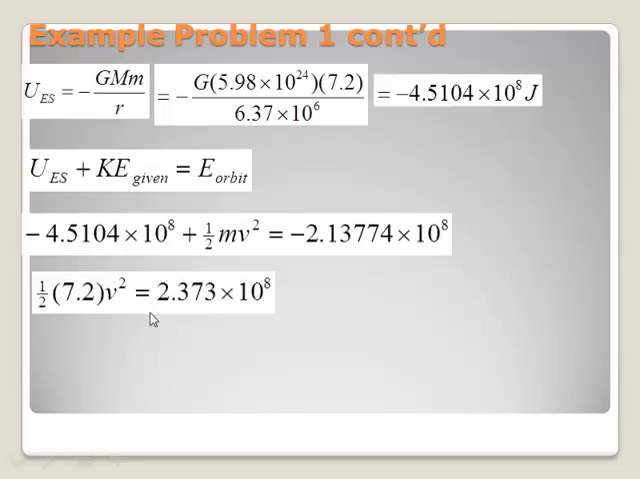M will be equal to 7.2, that's the mass of the bowling ball. So we just solve this expression for V. And we get that V is equal to 8,118 meters per second. So we've got to get that bowling ball going pretty fast in order to get it to orbit at a height of 350 kilometers above the Earth's surface.